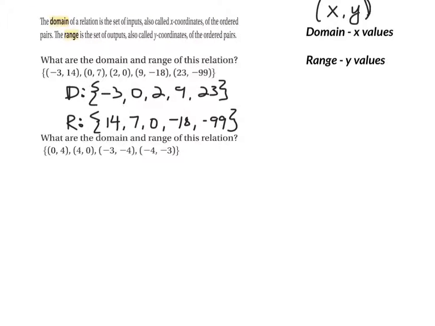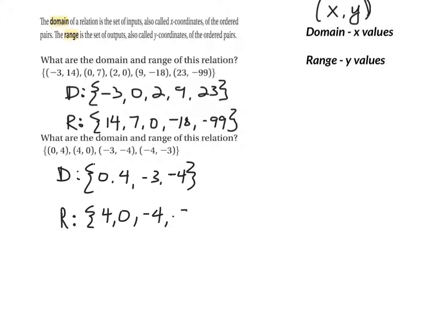In the second example, what are the domain and range of this relation? Again, I've got my domain and my range. Domain, the x values, the first numbers, are 0, 4, -3, and -4. And the range, if you remember, is the y values of an ordered pair, so it's always the second numbers. So it's 4, 0, -4, and -3. So we're able to identify domain and range from ordered pairs.